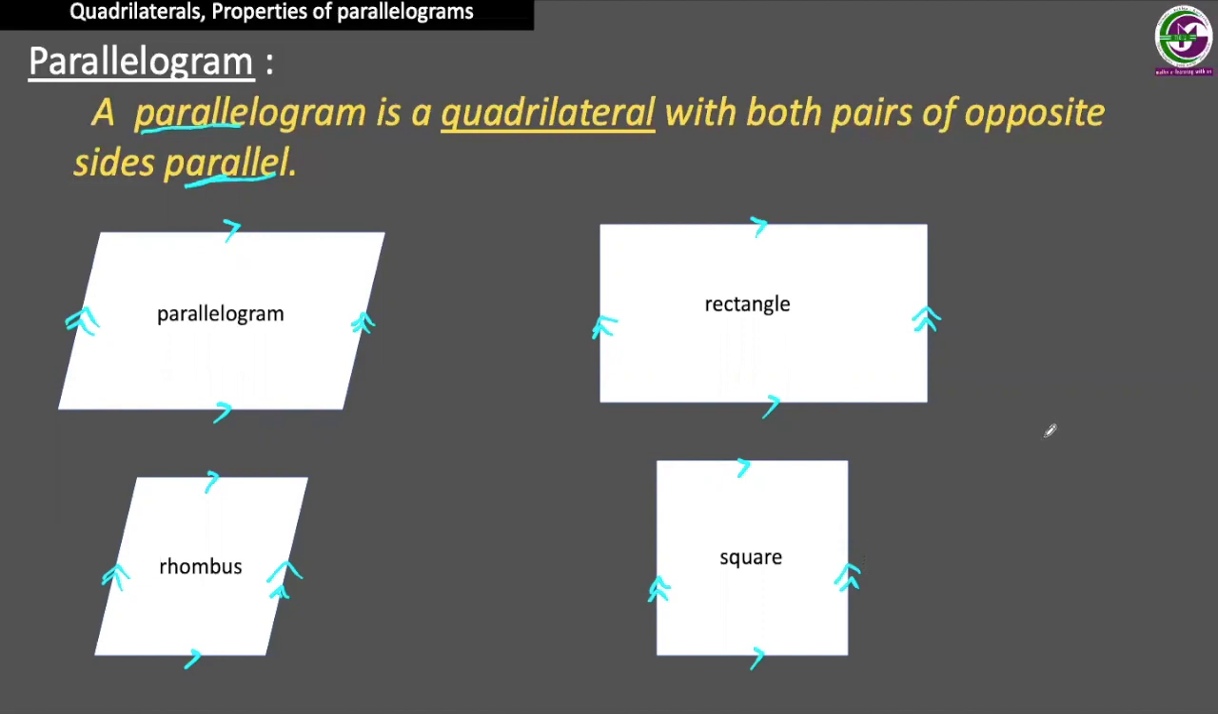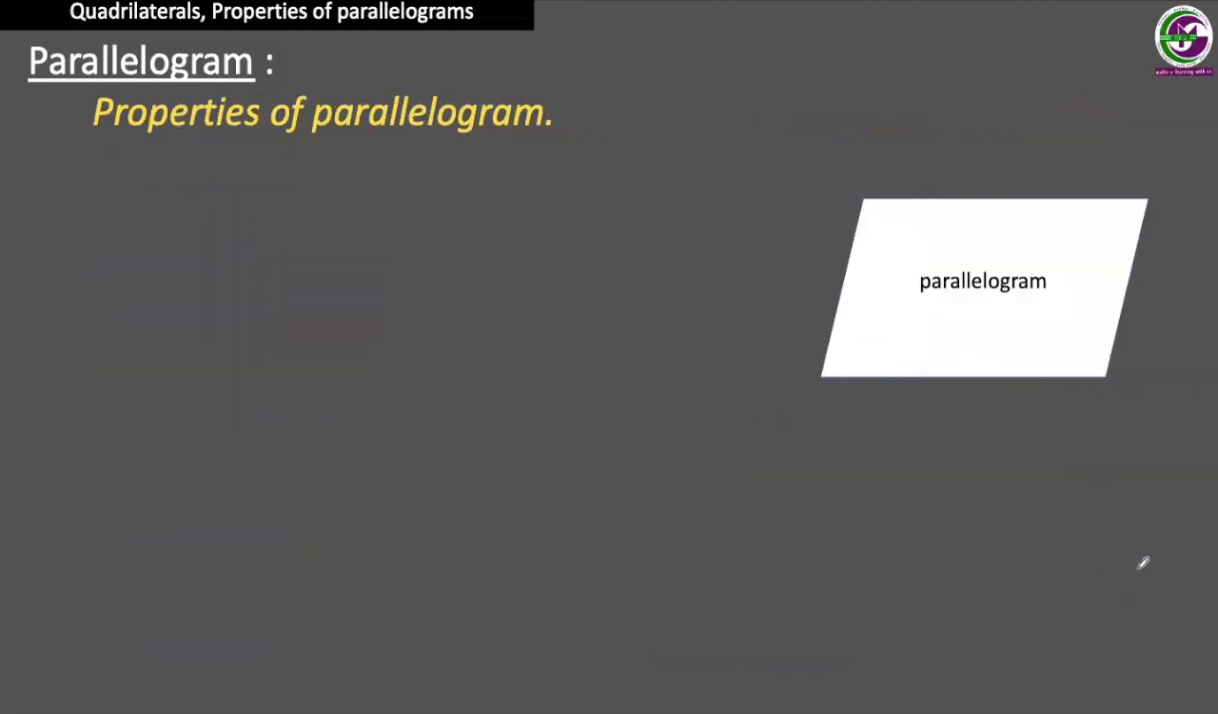What about a kite? Is it a parallelogram? No, because in a kite, no sides are parallel. So this is not a parallelogram. What about a trapezium? Is it a parallelogram? No. In a trapezium, only one pair of opposite sides are parallel. So this is not a parallelogram. Let us see more.